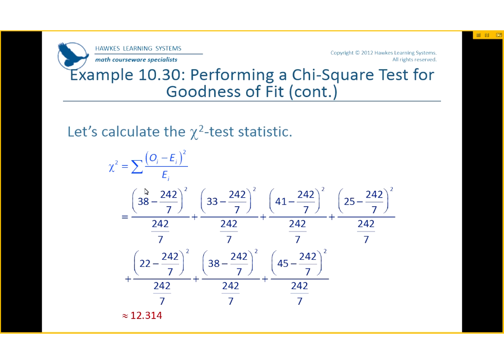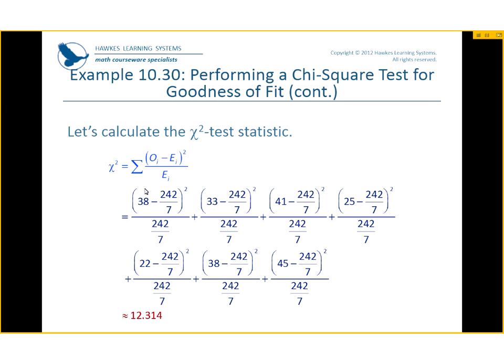And then we do this nasty calculation by hand or on the calculator. Let's break down what we're actually looking at. The first one is (38 minus 242 over 7), squared, over 242 divided by 7. That's Mondays. Then we do it for Tuesdays, where you see (33 minus 242 divided by 7), squared, over 242 divided by 7. That's Tuesdays, and there's one for each day of the week. This is getting the chi-squared test statistic. If you look at the bottom, it's 12.314.